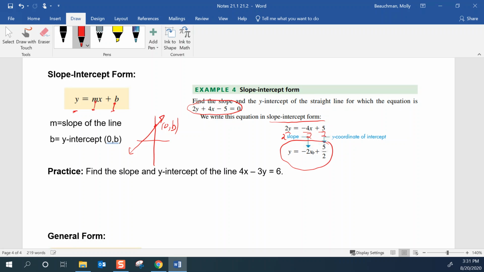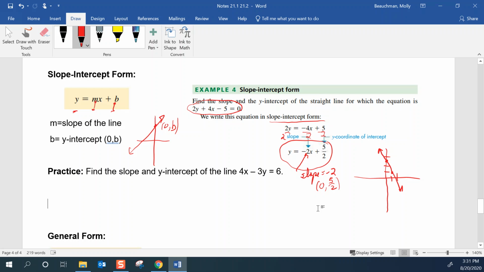So this is useful because we know the slope of our line is negative 2, and we know a point on the line is the y-intercept, 0, 5 halves. And this, back in section 5.1, is going to be useful for graphing. You start at your y-intercept, 0, 5 halves. Your slope is negative 2 over 1. So if you count down 2, to the right 1, it's the way to graph your lines pretty quickly.